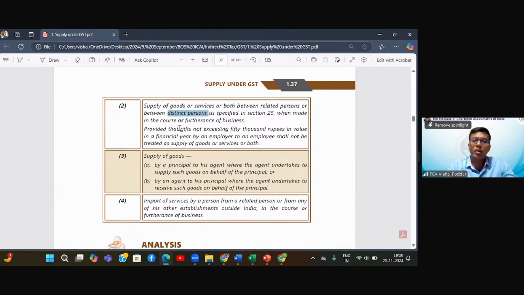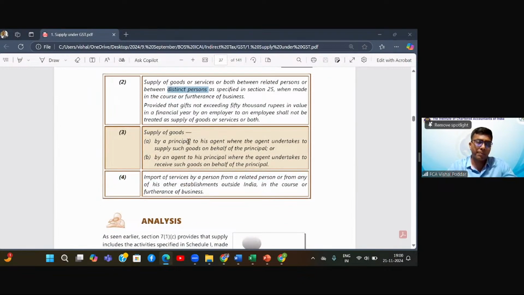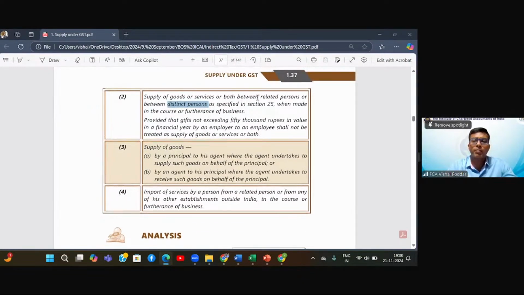Now, if my one office or my one shop transfers goods or service free to my another office or shop, Schedule 1 says we will treat it as supply. अब इसमें ये जो पॉइंट था, सप्लाई बिटवीन रिलेटेड पर्संस विल बी ट्रीटेड एज सप्लाई इवन इफ इट इज फ्री। और रिलेटेड पर्संस के डेफिनेशन में, if you remember, एम्प्लॉयर एम्प्लॉय है, तो उसमें एक एक्सेप्शन भी है जहां पे एम्प्लॉयर अपने एम्प्लॉय को गिफ्ट देता है and the gift is not exceeding 50,000, we will not consider it as supply under this schedule.